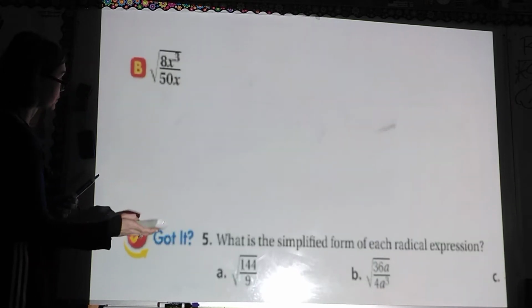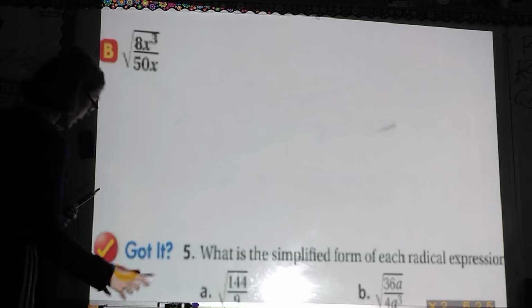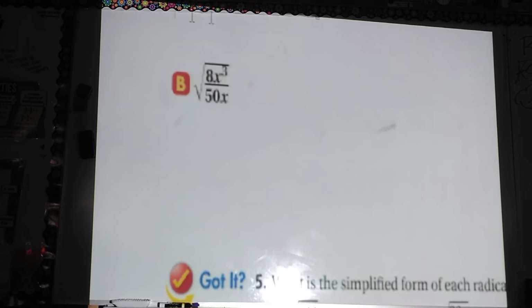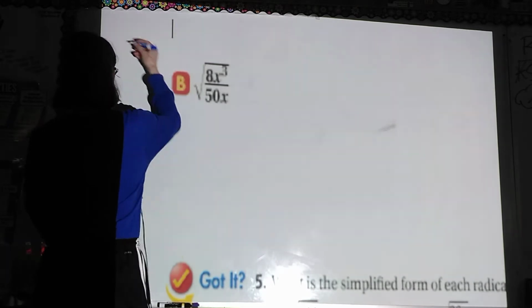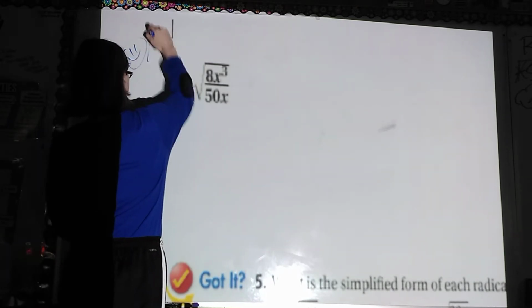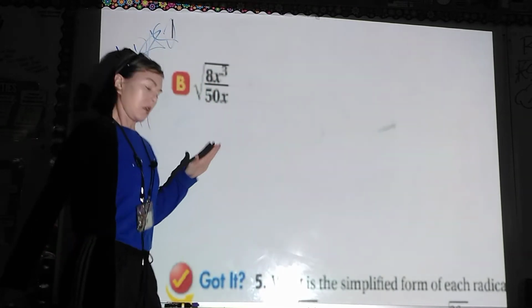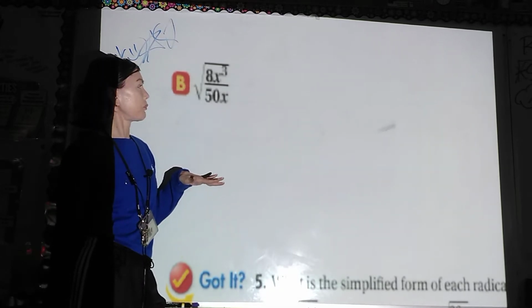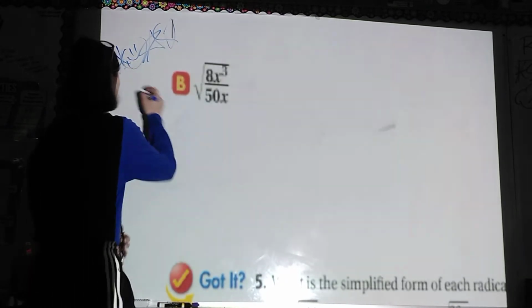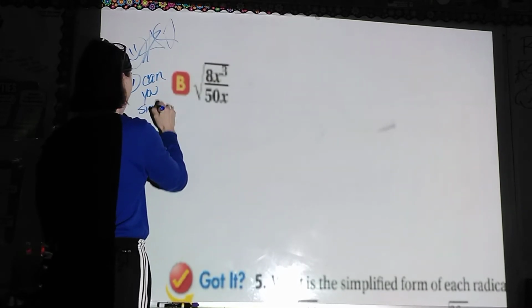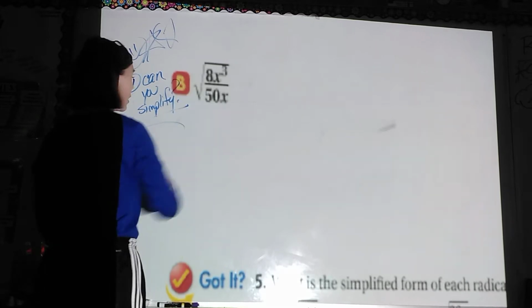Okay, so one of the most important things that you can do to help yourself when you're looking at the expression is ask yourself the number one question. Put the star, put the smiley face. You know the deal. Put the star, put the heart, look alive, and smell the coffee beans. Step 1. Can you simplify? Question mark.